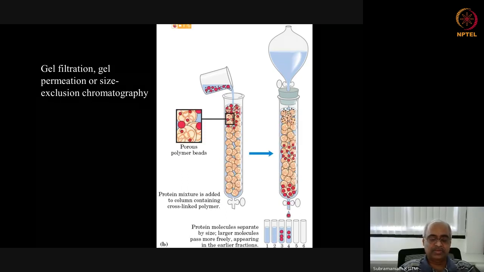Another thing I want to mention is that no one technique is sufficient to totally purify a given protein. So these are used in combination. For example, a desirable fraction from ion exchange chromatography, the eluate, may be loaded on a gel filtration chromatography for further separation.